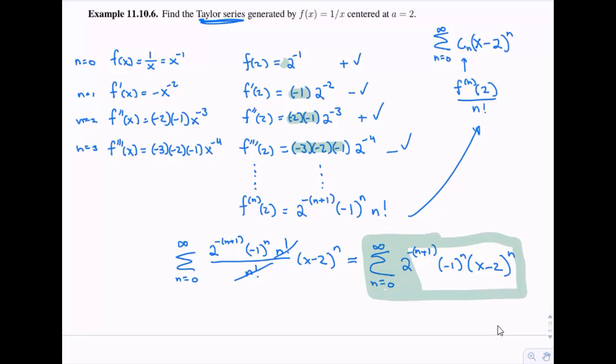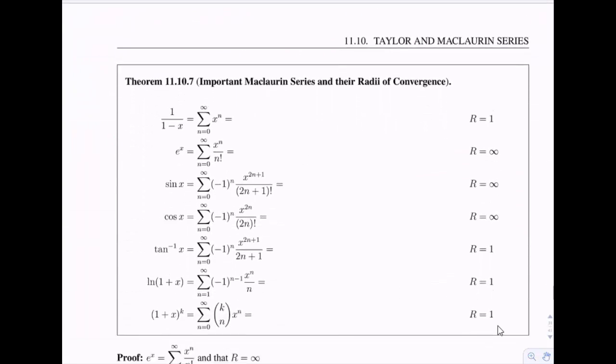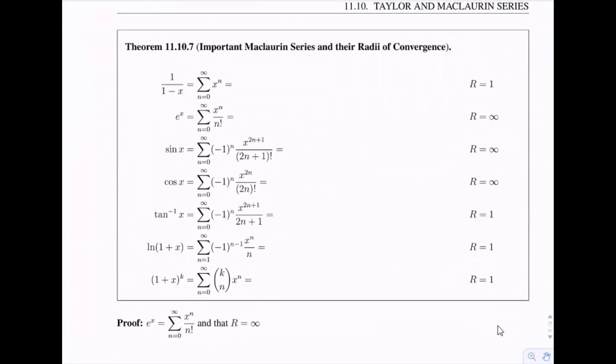And there we go. That is the Taylor series generated by 1 over x centered at 2. And the claim is, again, if we go back and look at when we had a equals 1, this doesn't match up. So when we change the a value, you get a completely different Taylor series. Well, they're related, but they're different.